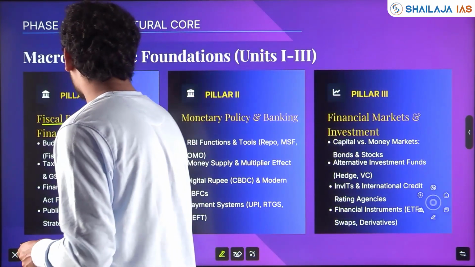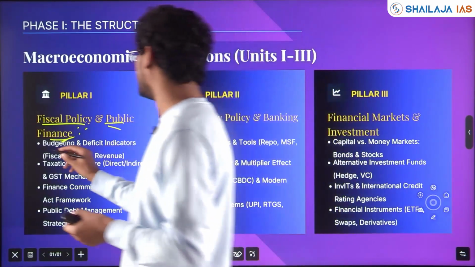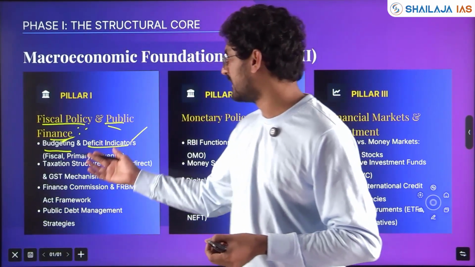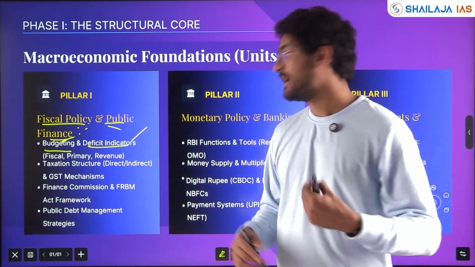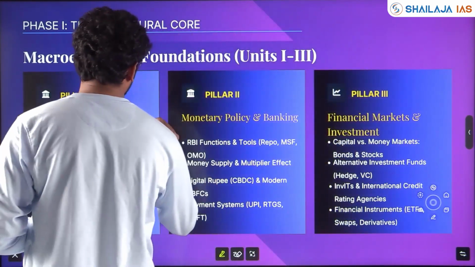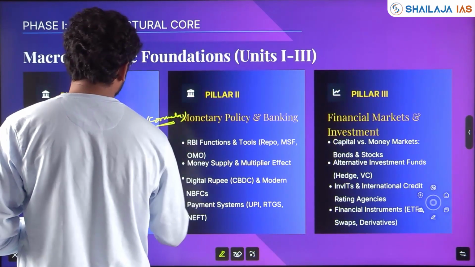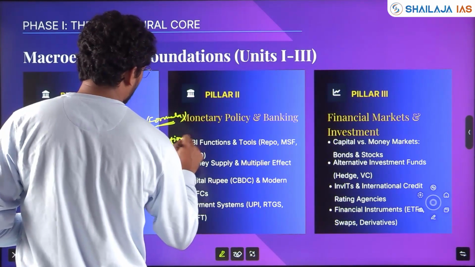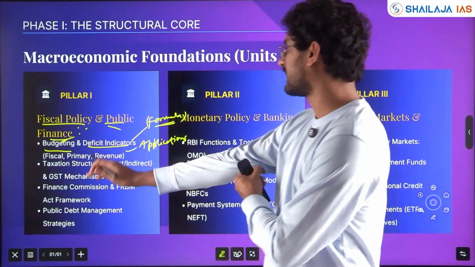fiscal policy and public finance. Very important pillar. It includes budgeting and deficit indicators. What is fiscal deficit? What is primary deficit? What is revenue deficit? Questions have been asked directly based on the formula, and questions have been asked on the applications as well. So here, we'll not go into detail. Briefly, we'll see which topics are there and where questions are coming from.